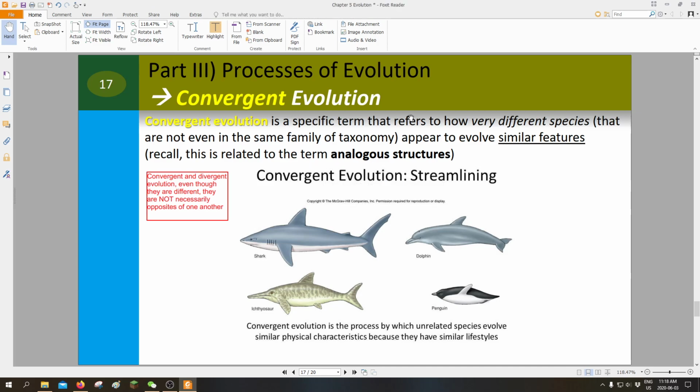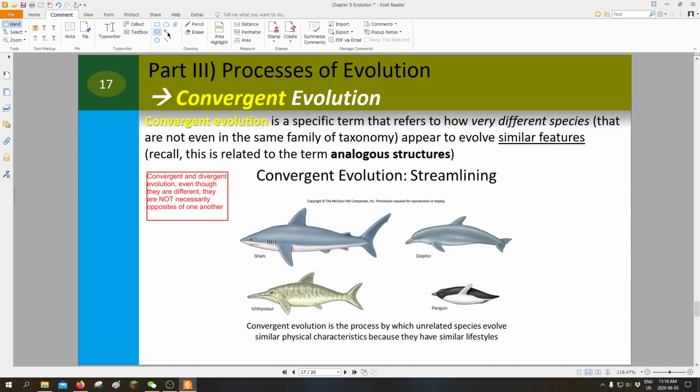So that's a specific term that we use to refer to how very different species, even though they are different species, actually have similar features and look similar. Okay? This is going to relate to an earlier part of chapter 5 where we talked about analogous structures. Structures that look similar and do similar things in very different species.